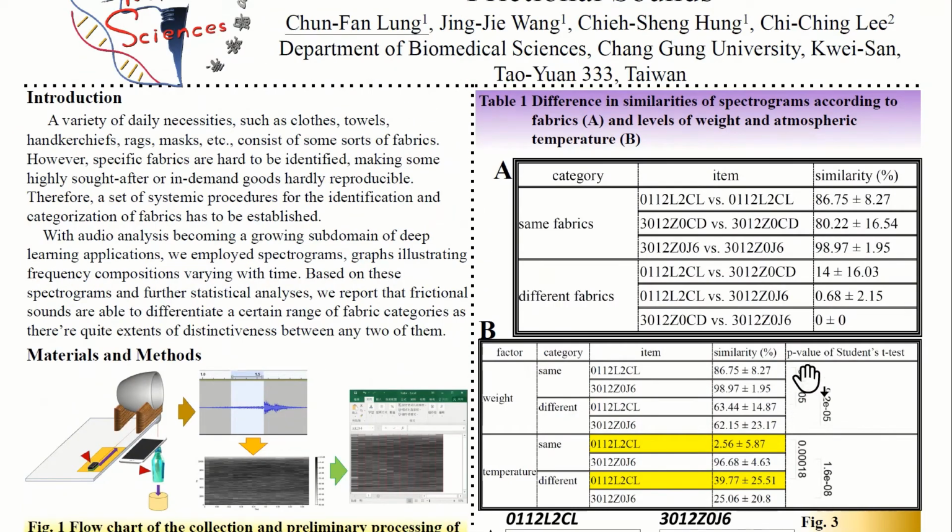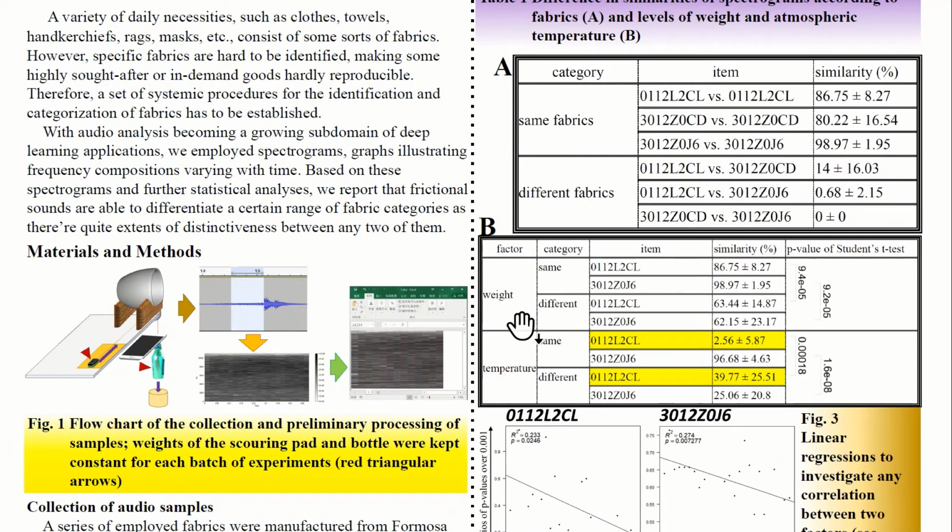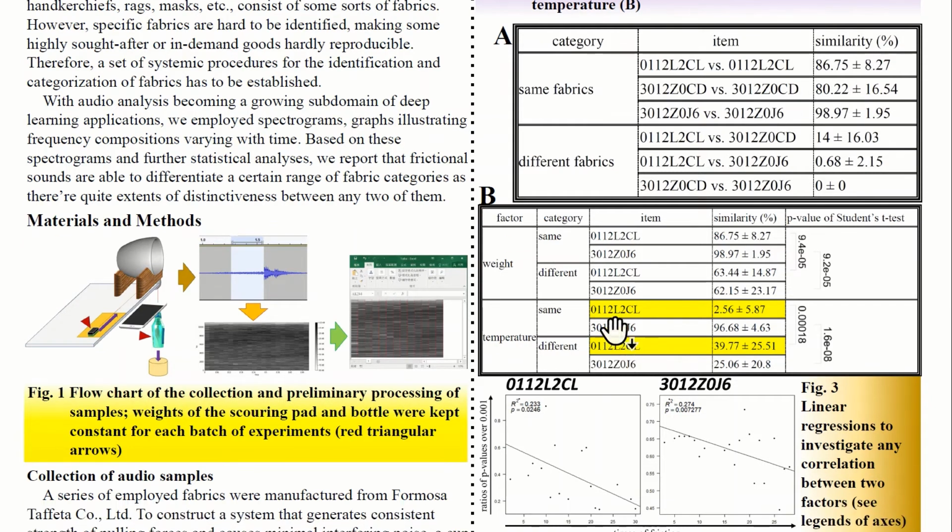Here are the results. We can see that similarities within the same fabrics are generally greater than those between different fabrics. Also, the strength of pulling forces and temperature can affect frequency compositions as well. However, we can see that in the fabric ID 012L2CL, the similarities are very much against our hypothesis. The reason behind this phenomenon may be careless operations or sometimes unknown factors, including moisture.